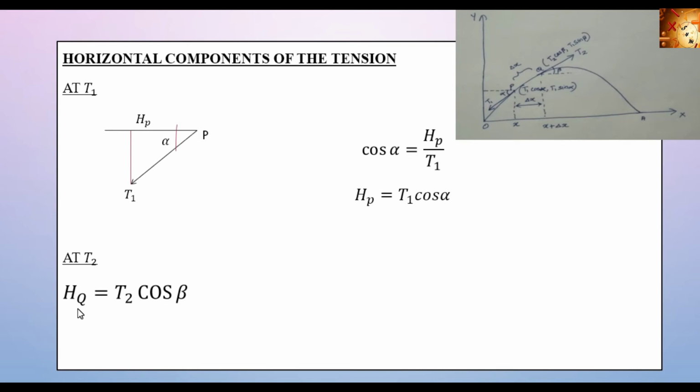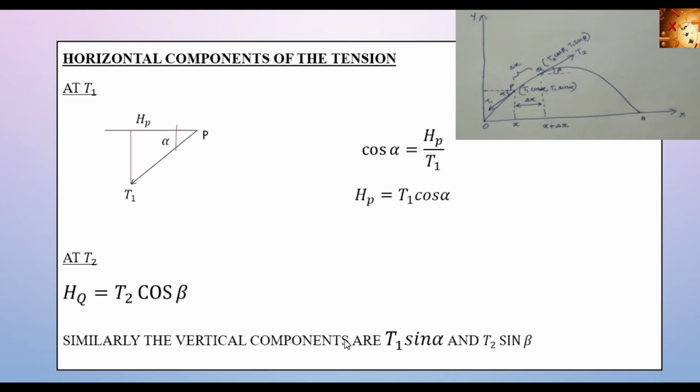That is HQ is equal to T2 cos beta. Also, we can find the vertical components at P and Q. For getting the vertical component, we take the angle as sine alpha. Similarly, we can find the vertical components as T1 sine alpha and T2 sine beta. So these are the horizontal components and vertical components at P and Q.